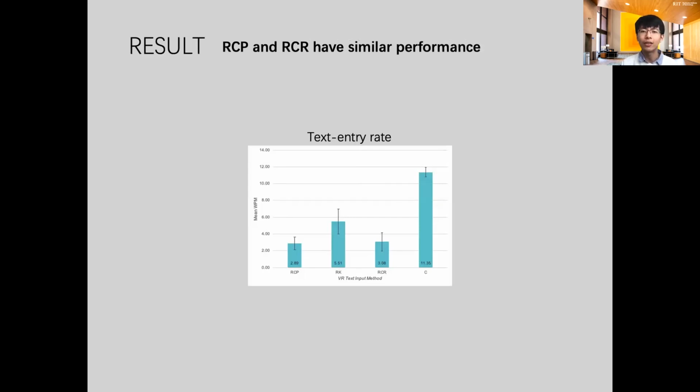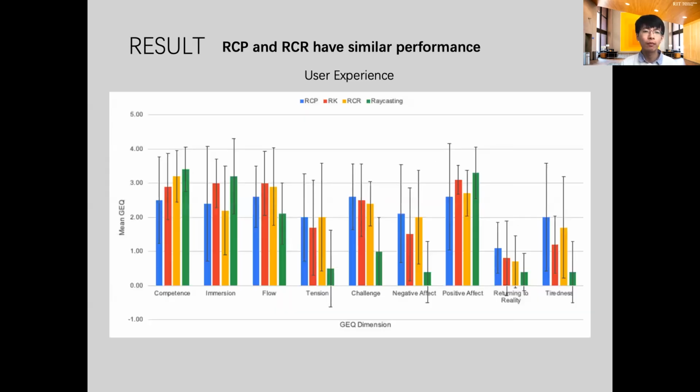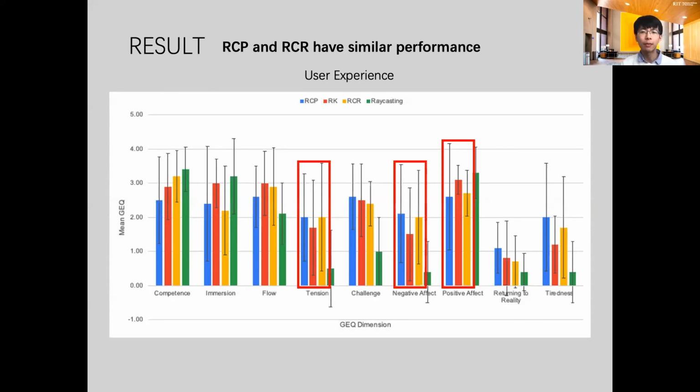Last but not least, we found rotate column point and rotate column rotate have a similar performance. We can see these patterns on the text entry rate figure. The first pillar is the rotate column point, and the third one is the rotate column rotate. Also, we can see these patterns on the user experience figure.